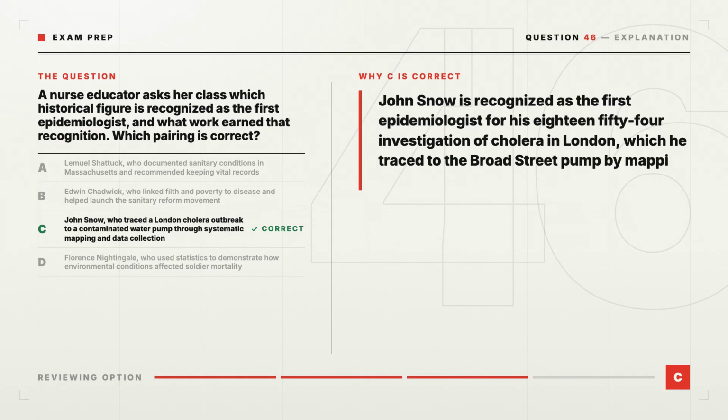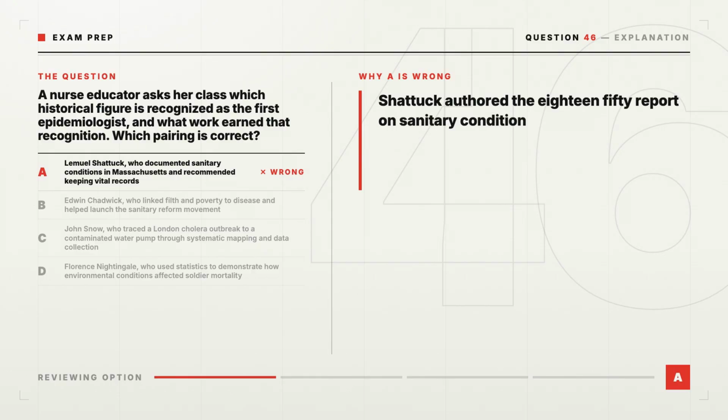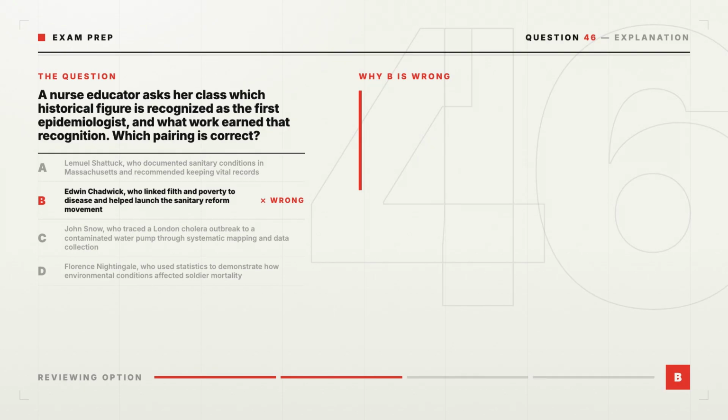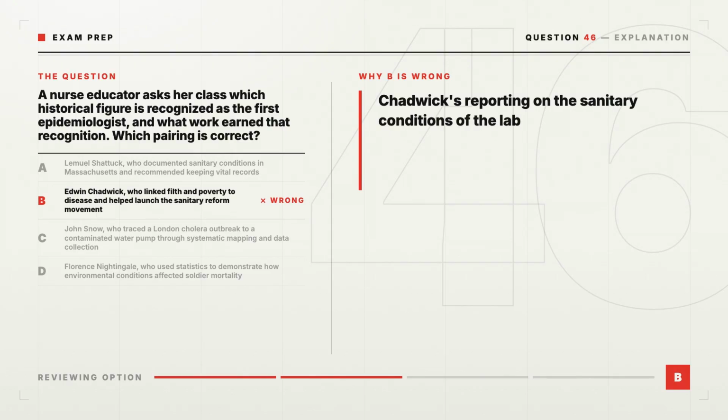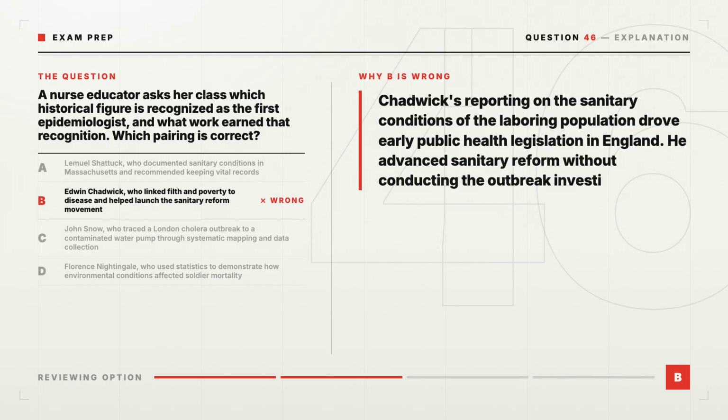This is the founding story of the discipline and one of the two history pairings most heavily tested. A is wrong because Shattuck authored the 1850 report on sanitary conditions in Massachusetts, whose recommendations shaped public health infrastructure. His contribution is infrastructure and surveillance policy rather than the founding of epidemiology. B is wrong because Chadwick's reporting on the sanitary conditions of the laboring population drove early public health legislation in England. He advanced sanitary reform without conducting the outbreak investigation that defines epidemiology's origin.